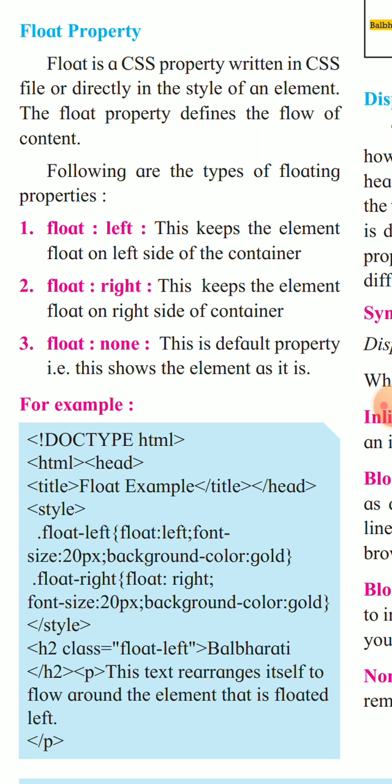Means suppose we want to set the element on the right side of the container, or if we want to float the element on the right side of the container, the property is float right. Okay, next is float none. None means it is a default property that is used to show the element as it is.